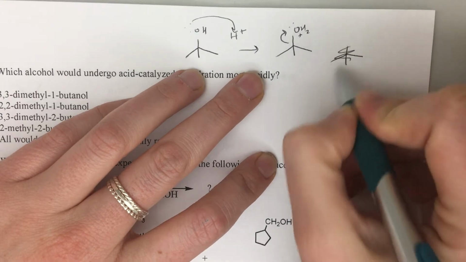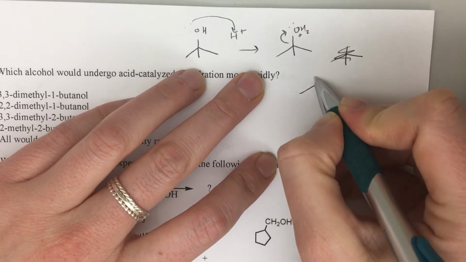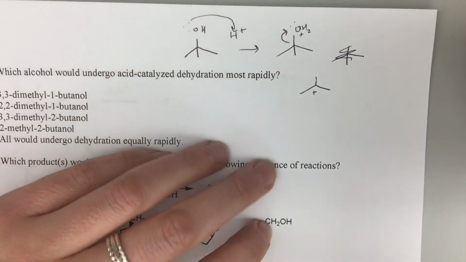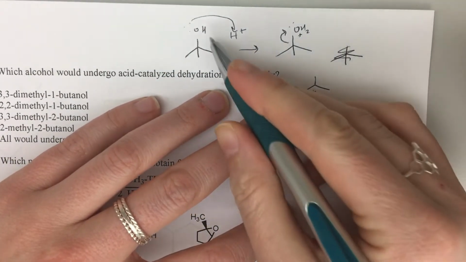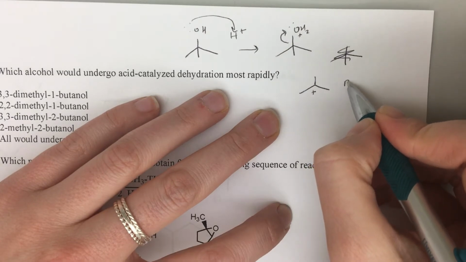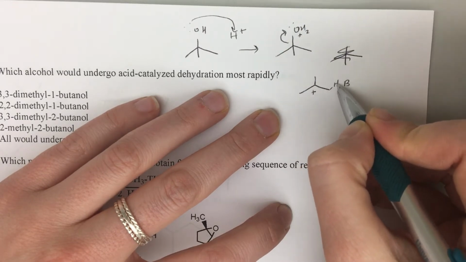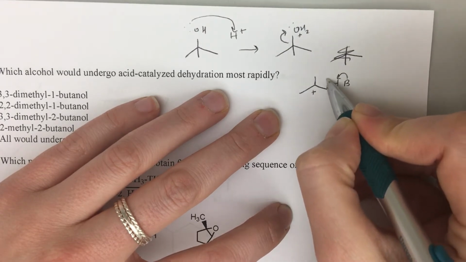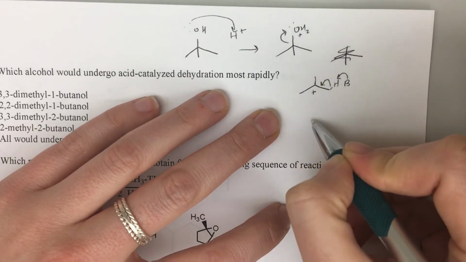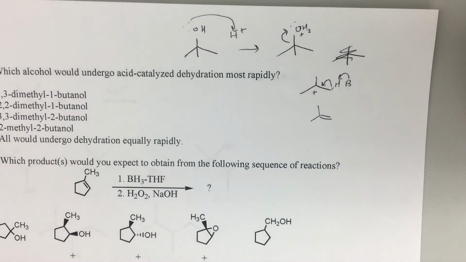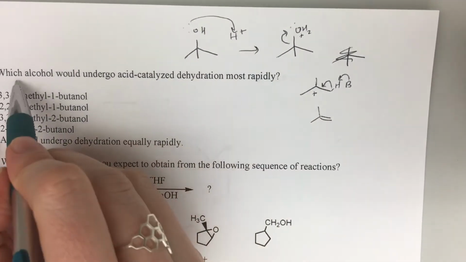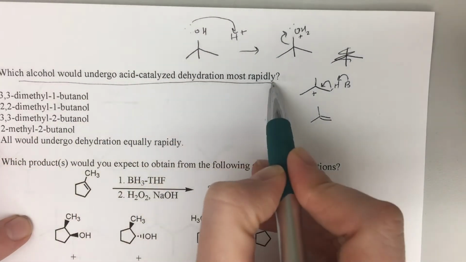So we would have something that looks like this. Then, if you have a base in situ, maybe the acid that lost this, it can attack this proton, leaving these electrons behind to fill in this gap, and you get the formation of an alkene. So which alcohol would undergo acid-catalyzed dehydration most rapidly?